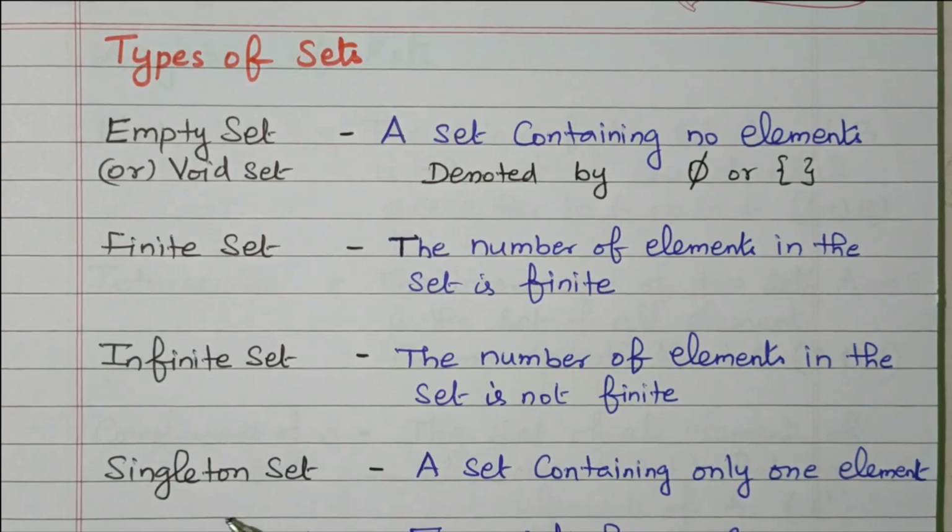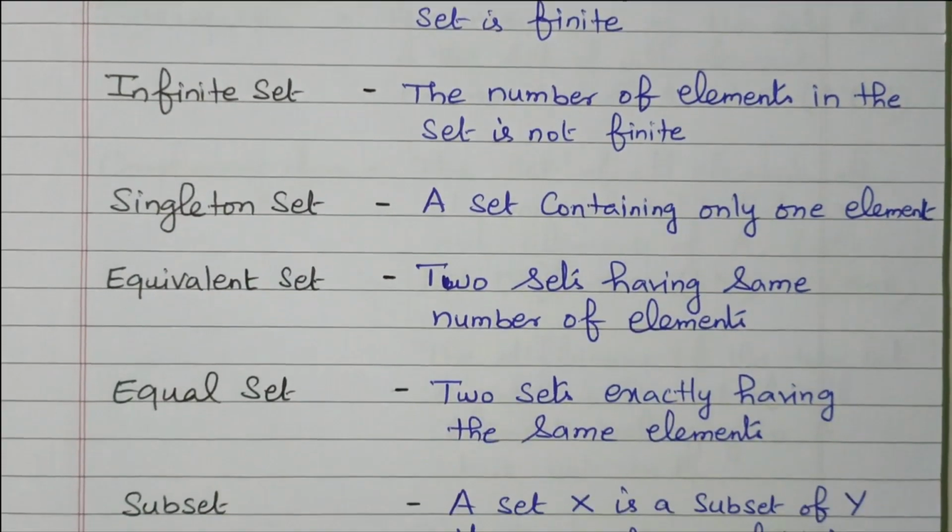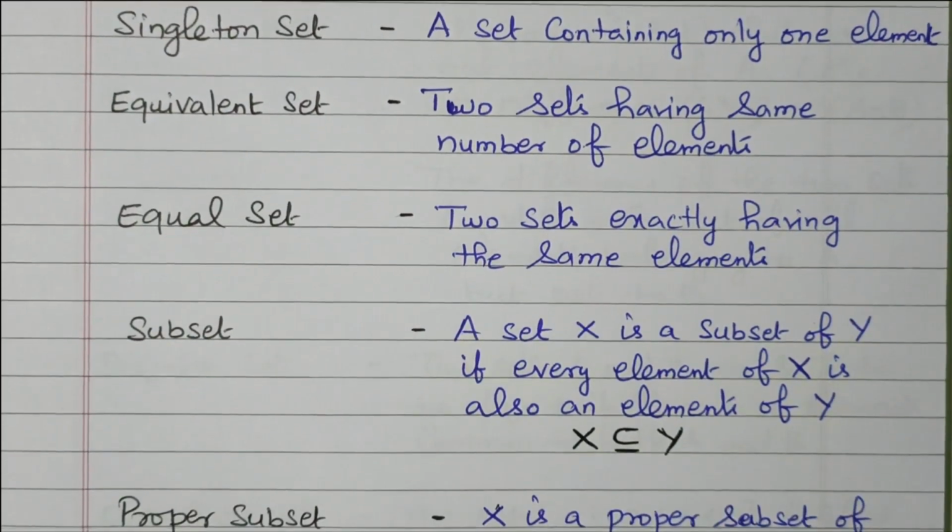Then the singleton set: a set containing only one element. A set containing only one element is called a singleton set. Now we'll go for some other types of sets.